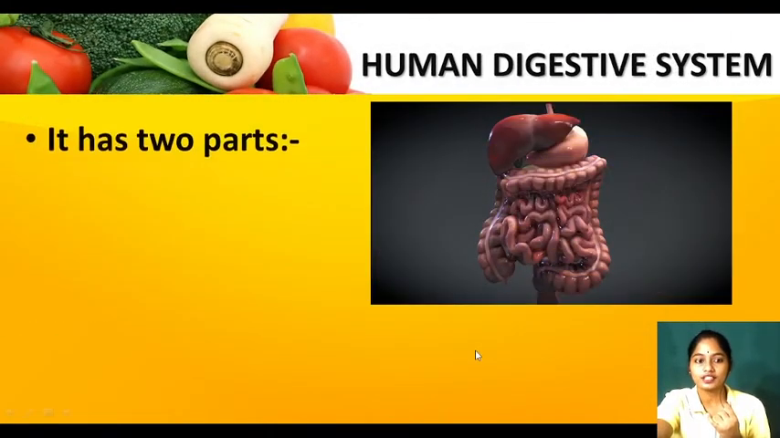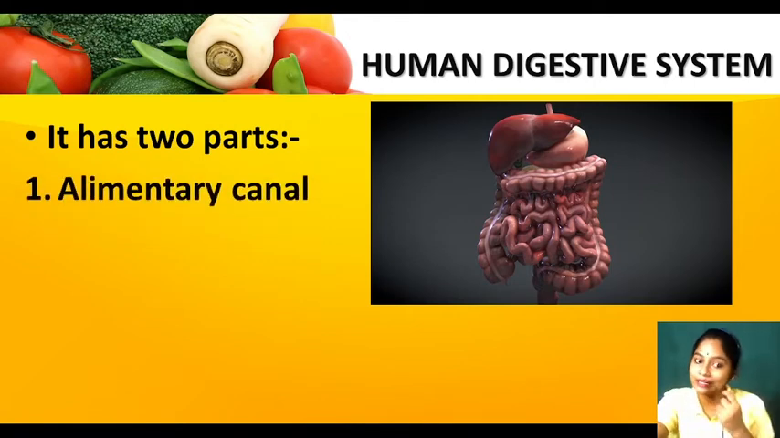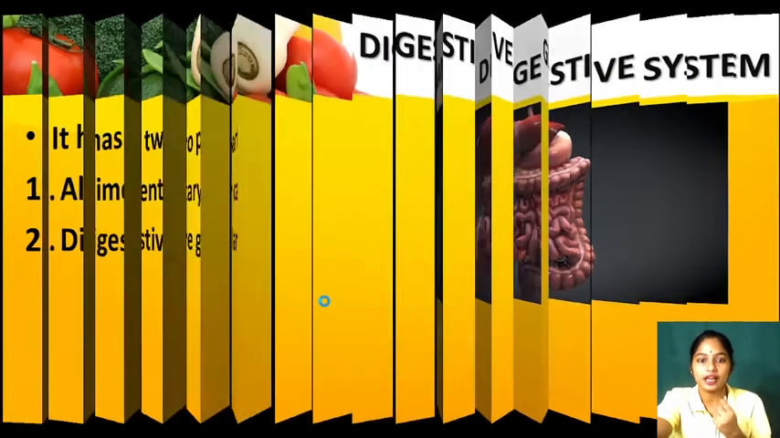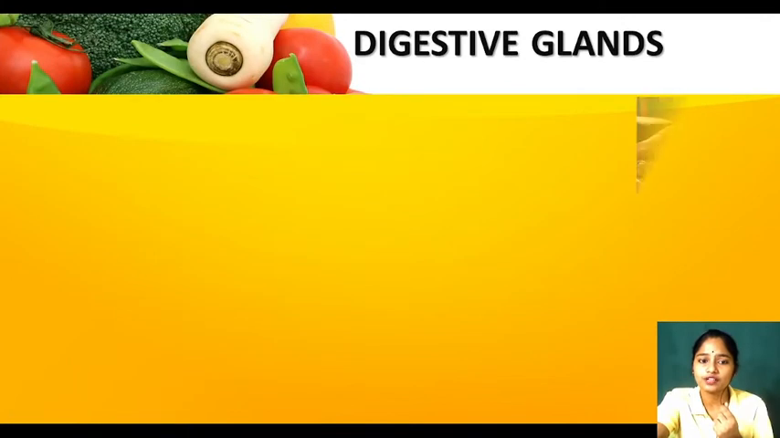Now see, this is the human digestive system. It has two parts, as I have told you, the alimentary canal and the digestive glands. The alimentary canal is the pipe like structures, as the esophagus, stomach, then the small intestine, then the large intestine, then the anus. Then comes the digestive glands. What are digestive glands, children?